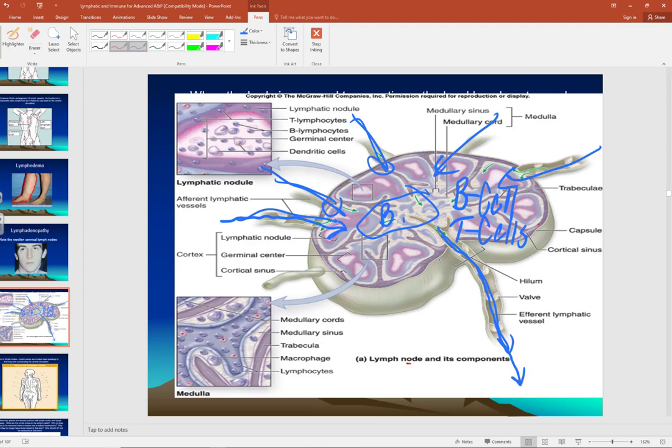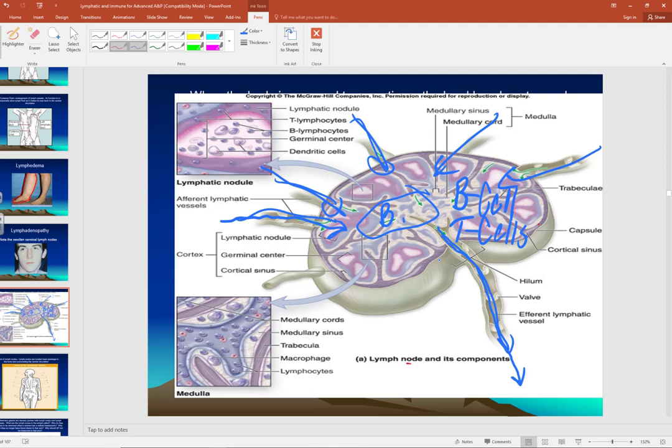And these are specific, right? They have to be programmed. How do they get programmed? They come in contact with that specific antigen or pathogen. So B cells and T cells, part of your specific immunity, yes?